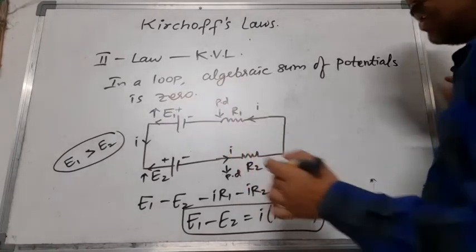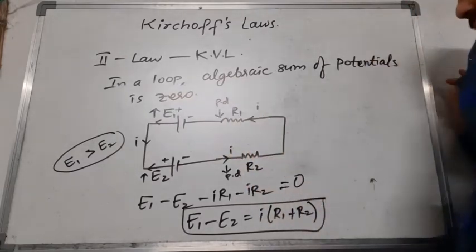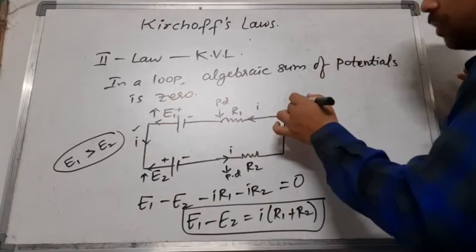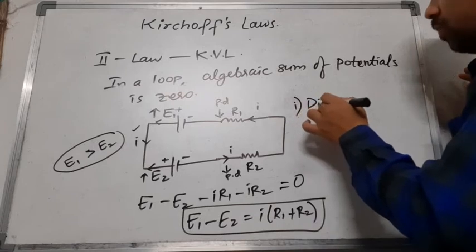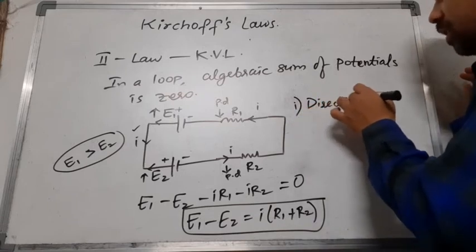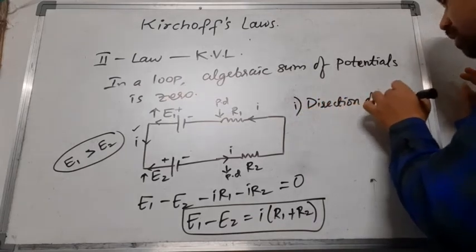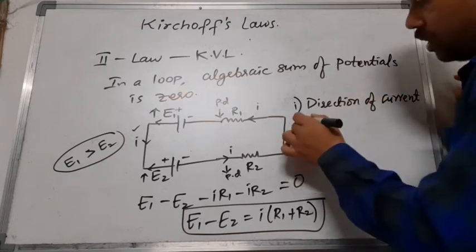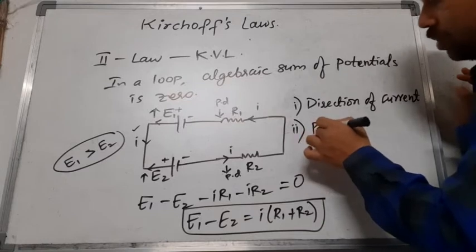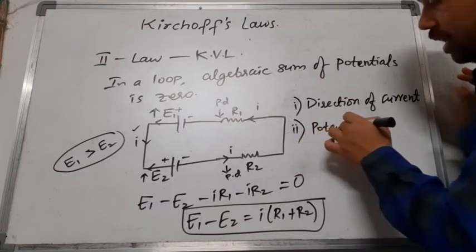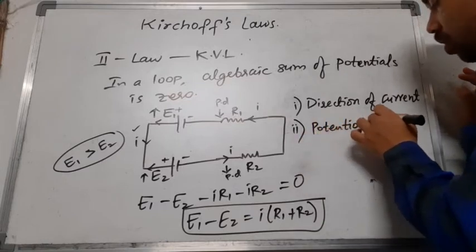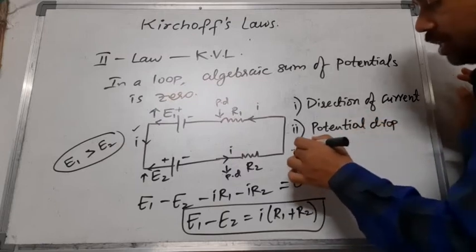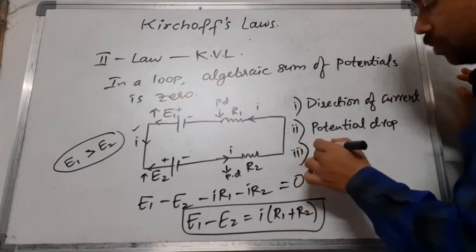In Kirchhoff's law we have to take into consideration, number one, the direction of current. Next, number two, we have to consider whether it is a potential drop or a potential gain.